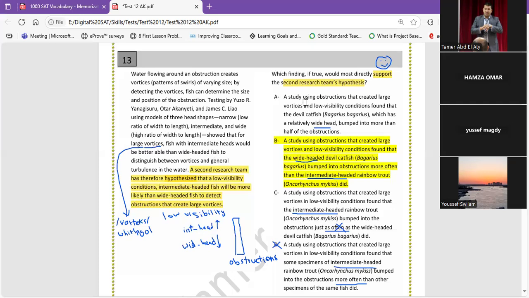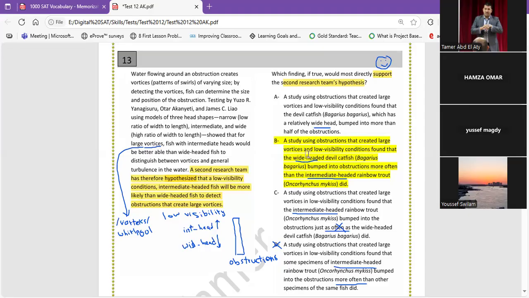A study using obstructions that created large vortices in low visibility condition found that the devil catfish, which has a relatively wide head, bumped into more than half of the obstructions. Yes, more than half, but I don't know about the intermediate-headed. This can be right because he said wide head is not good. But again, what about the other? He didn't talk about the other, just to compare between them.